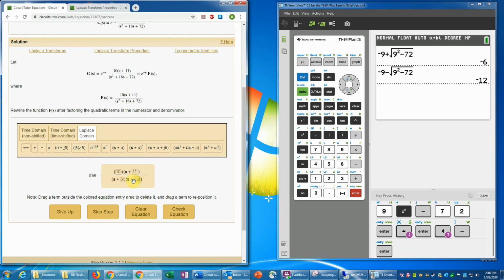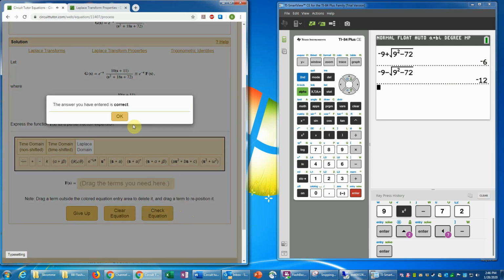If I had minus signs here, obviously that would not give us this expression. So it's very important to remember when the root is -6, that factor is going to be s minus that root, or s plus 6 and s plus 12. So that should be the answer there. So we'll check that. And that is correct.